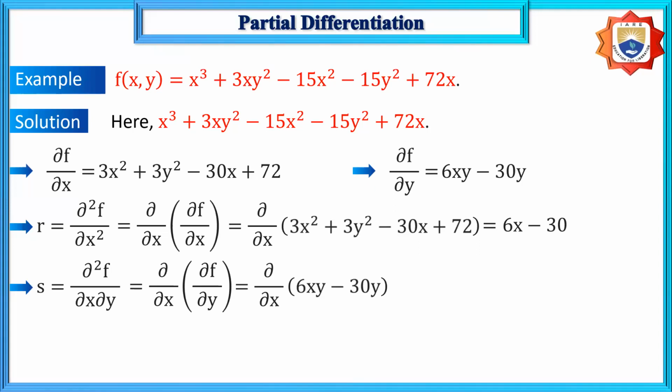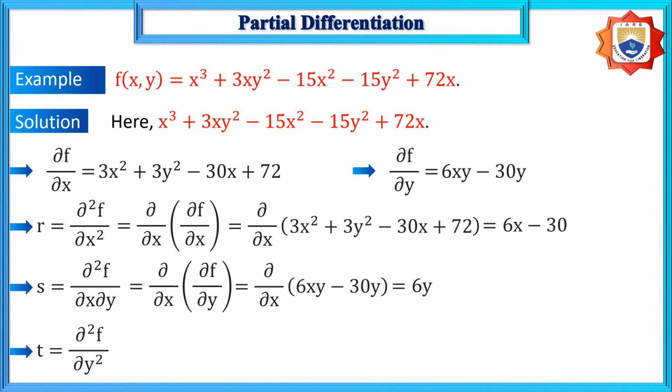Just observe once again. We are differentiating with respect to x only. That means y is treated as a constant. Observe properly: what is the ∂/∂x of 6y only? Because of the first term only, that is the x derivative. That means 6y is a constant. In minus 30y there is no x, so it is 0. That means the value of ∂²f/∂x∂y is 6y only.